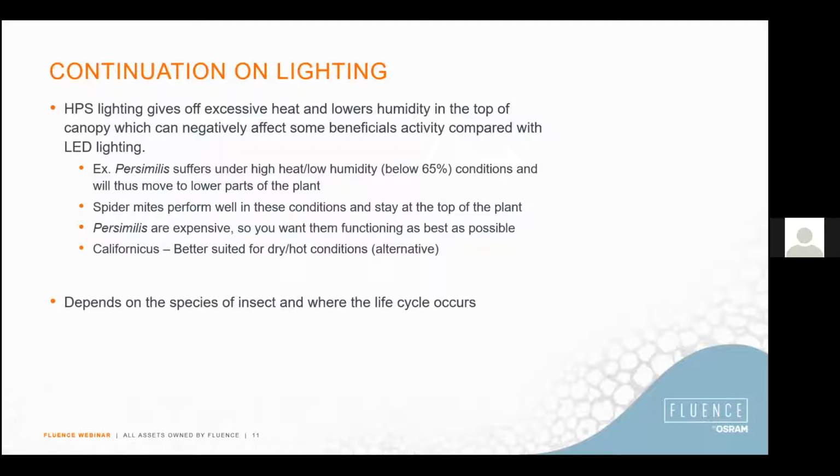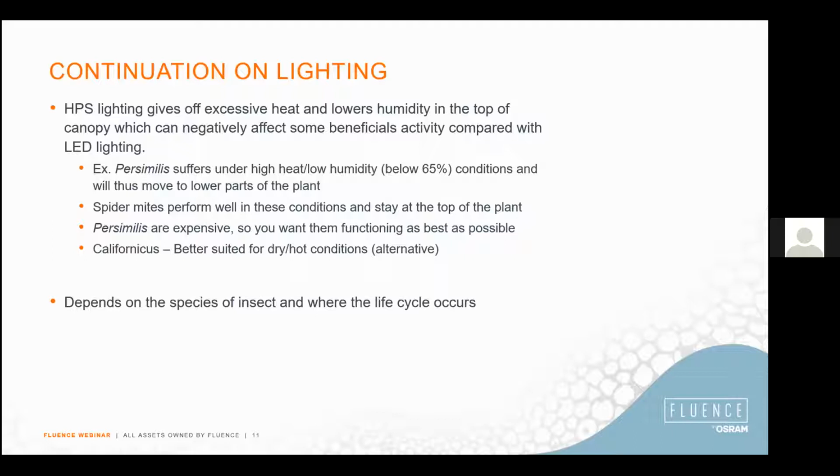Also HPS, you can go through that as well with your beneficials, because the lighting does give off an excessive amount of heat. Now this can kill flying insects, beneficials, but also this excessive heat, especially in your high wire crops like tomatoes, lowers the humidity in the top of the canopy, which can negatively affect some beneficial activity compared with, say, LED lighting.